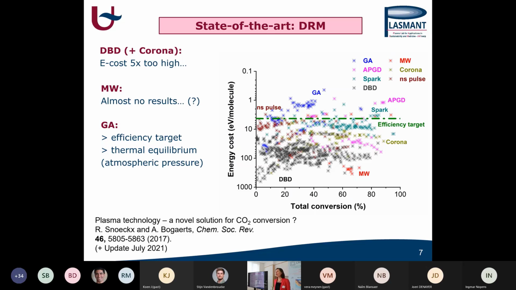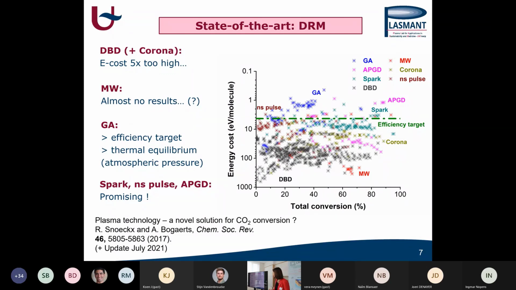And then there are also other types of plasmas, like APGD, which stands for atmospheric pressure glow discharges, and also nanosecond pulsed plasmas and spark discharges. These are other types of plasmas which seem also very promising, but not so many data have been obtained yet in literature. So this was also in our review paper, but this also contains more data points because we made an update just last month, so it contains more recent data as well. Okay, so this was the state of the art.